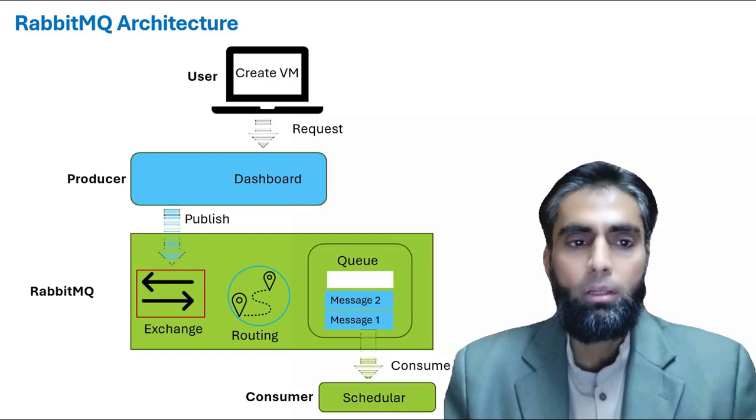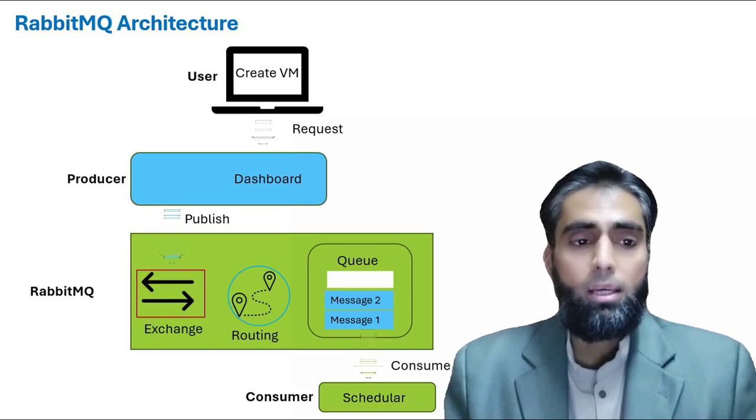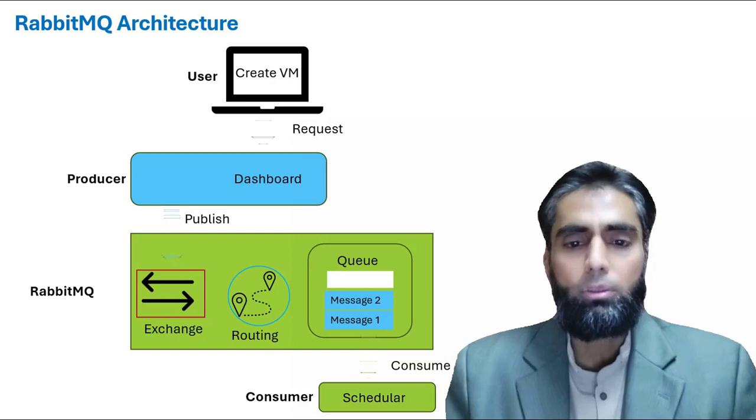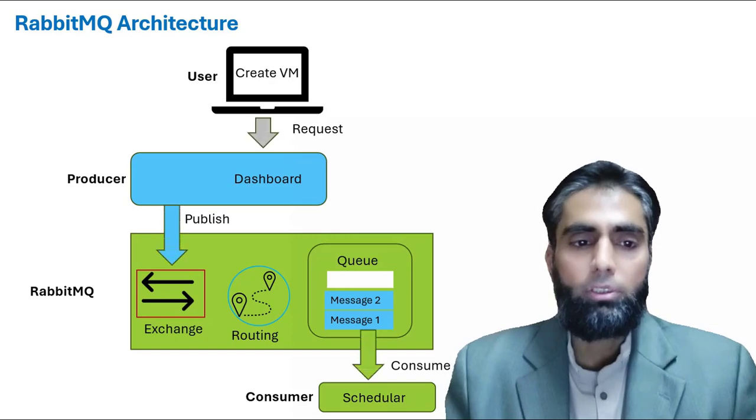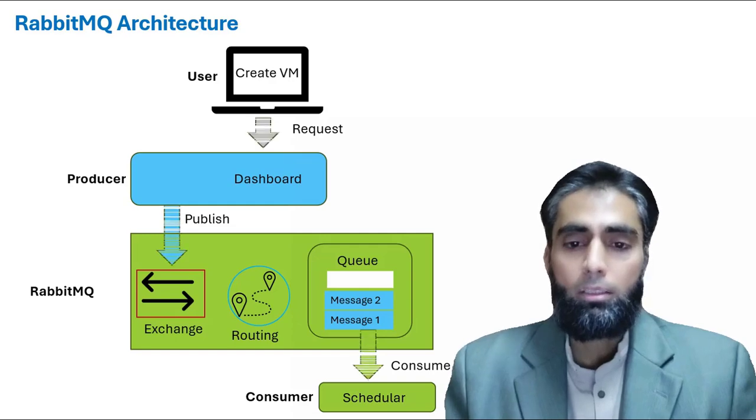One is the user, or basically the producer, which produces the requests or the messages. And then there is some kind of interface which provides the request initiation facility. I mean, the user interacts with that interface. That could be a dashboard or some other user interface. This user interface publishes the messages to the RabbitMQ, and then there is a consumer that receives the message.